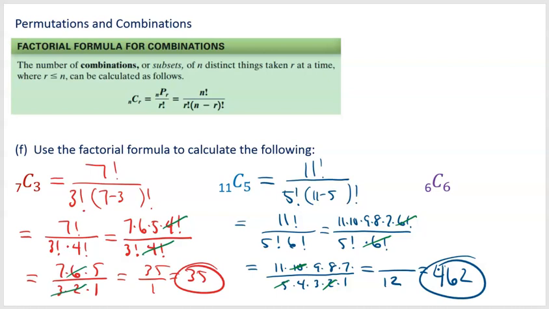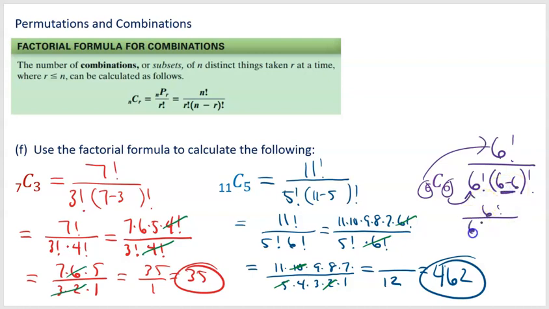Okay, and then finally 6 choose 6, let's try that out. That'd be 6 factorial divided by 6 factorial times 6 minus 6 factorial. That's the way the formula works. So this one goes on top, this one goes second, and then we subtract the 2 that go here. Well, this is 0 factorial. So now I have 6 factorial divided by 6 factorial times 0 factorial. Look, this 6 factorial cancels with that one, right? And when you cancel, that leaves you with a 1. And 0 factorial is also 1, which gives me 1.